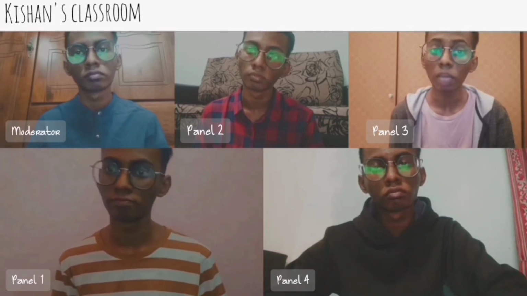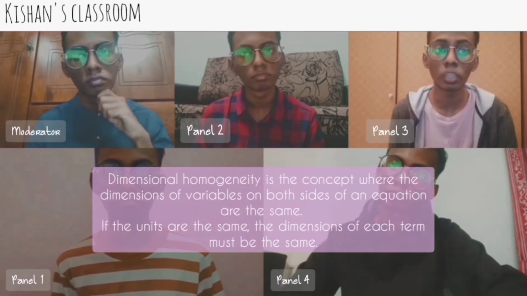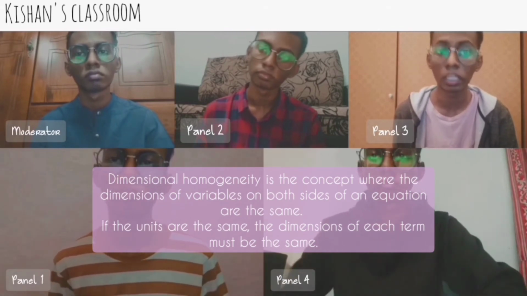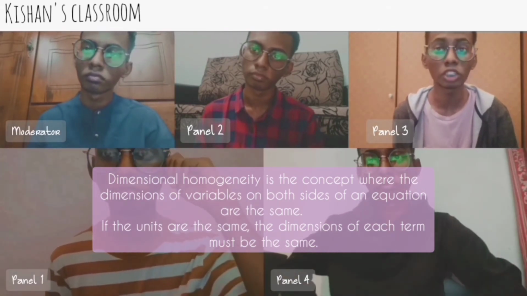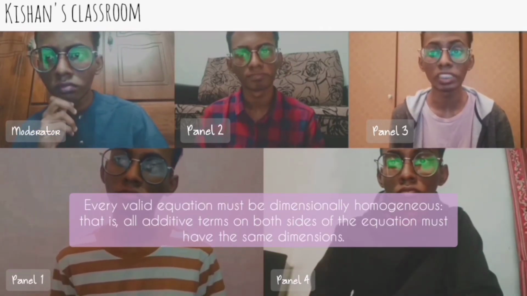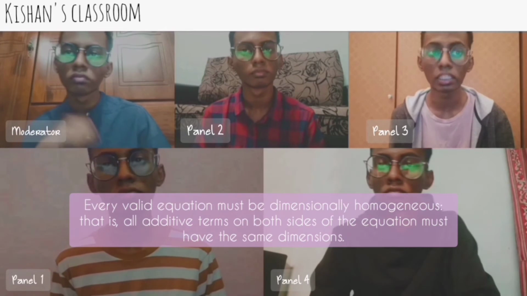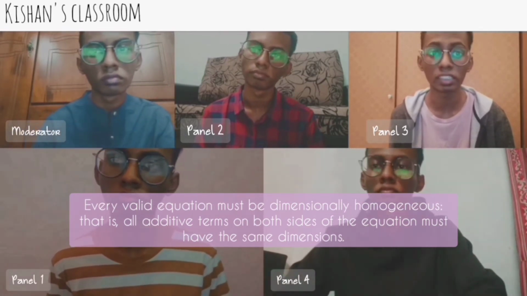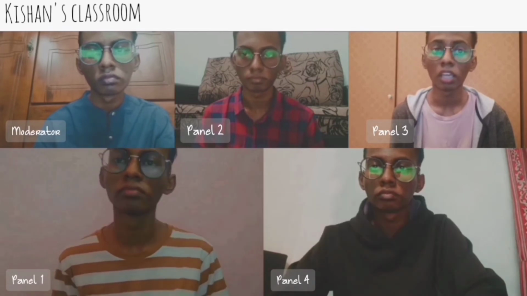So dimensional homogeneity is the concept where the dimensions of variables on both sides of the equation are the same. If units are the same, the dimension of each term must be the same. Every valid equation must be dimensionally homogeneous. That is, all additive terms on both sides of the equation must have the same dimensions.